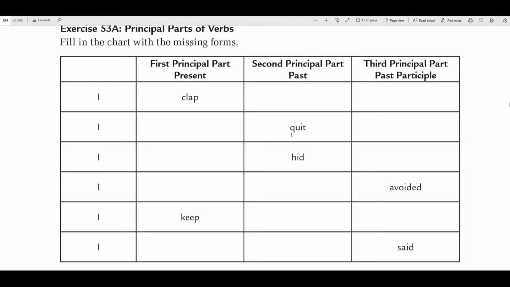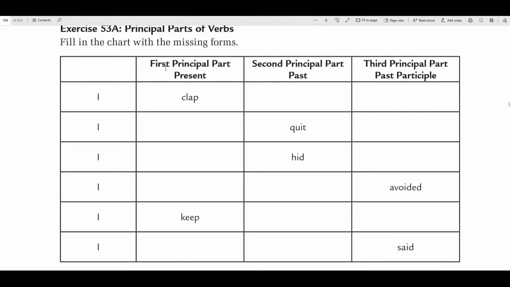Okay, this is the word quit. Your first principal part is the present form. I quit. So it's just quit. Your second part: yesterday I quit my job. It's the same form, isn't it? Now the third principal part, with the past participle, we leave off the have or had. Yesterday I had quit my job. So it'd be quit. All three of these are the same.